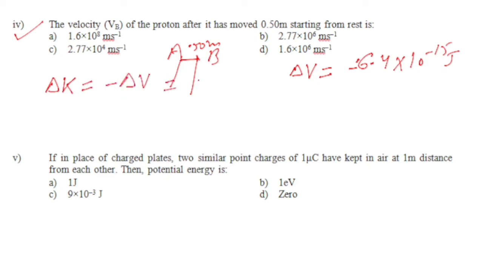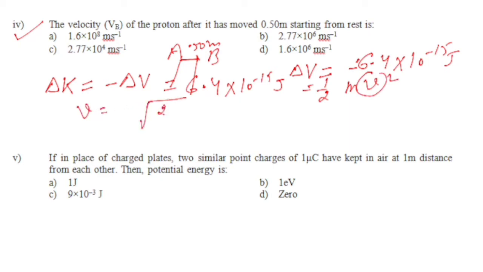It means the change in kinetic energy is plus 6.4 into 10 to the power minus 15 joule. This is kinetic energy, and you know kinetic energy is half mv square. So you have to find this v, the velocity of the proton. So v equals under root twice delta K by m. You know delta K, you know the mass of the proton.